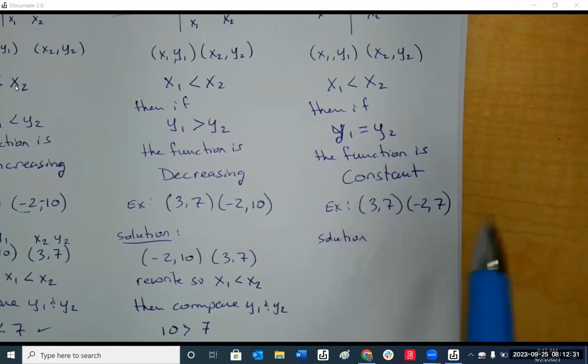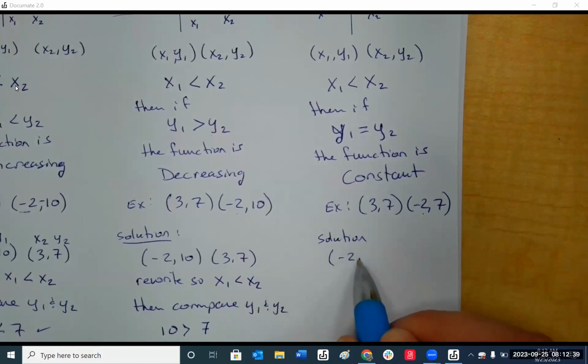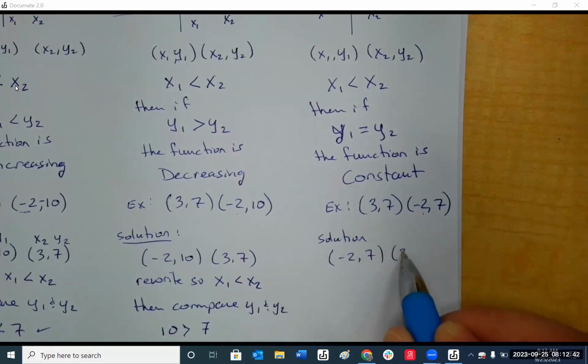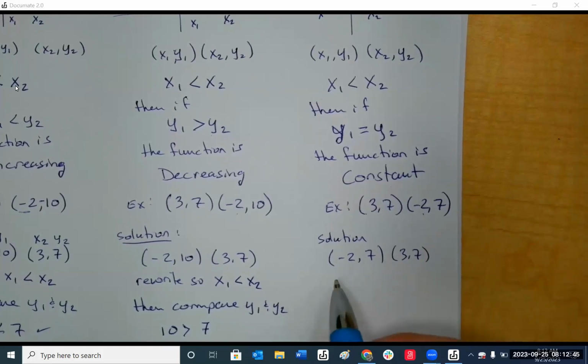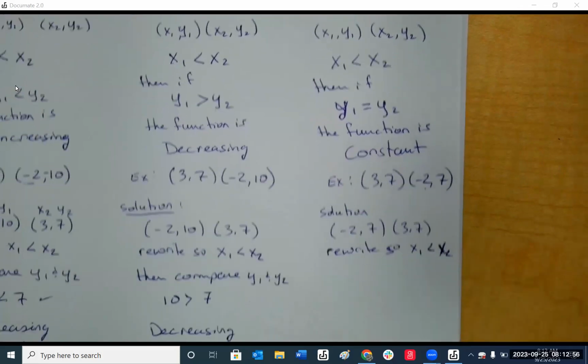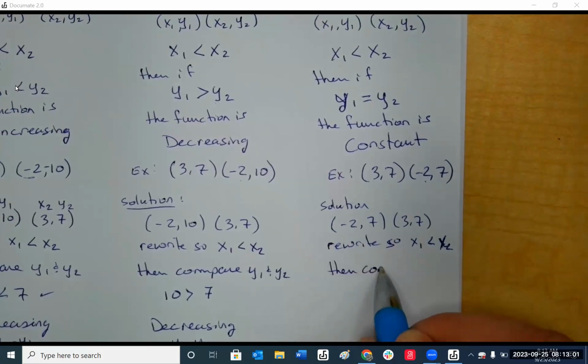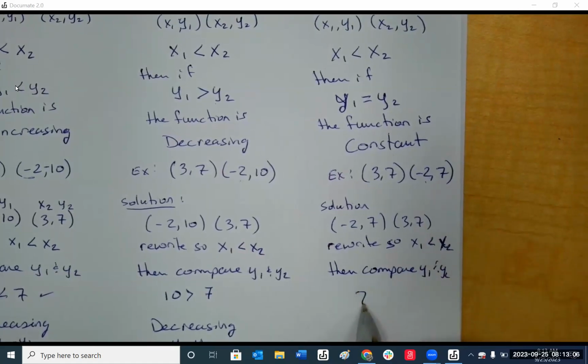So if you notice that the x's are different and the y's are the same, then you know it's constant. But following the same logic, let's put x1 being less than x2. That way we don't have to learn anything different. Then compare y1 and y2. 7 equals 7. It's a constant.